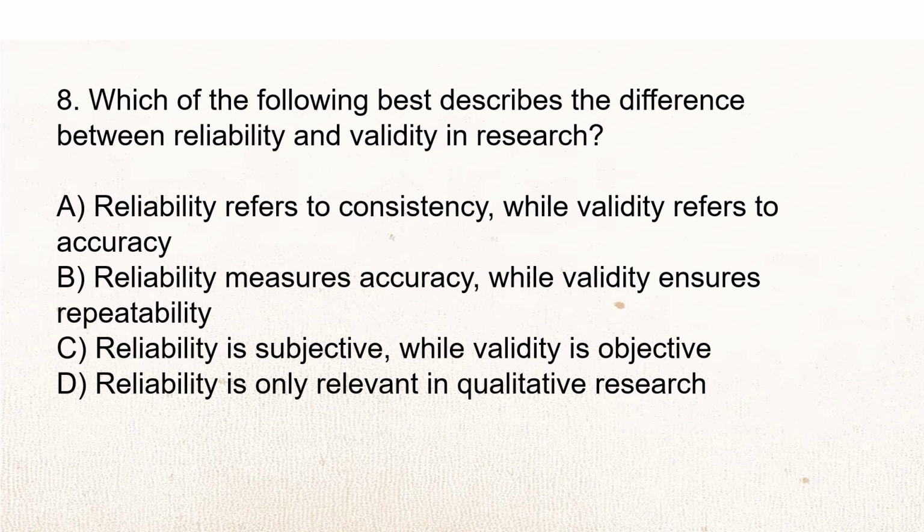Number 8. Which of the following best describes the difference between reliability and validity in research? Letter A, reliability refers to consistency, while validity refers to accuracy. Letter B, reliability measures accuracy, while validity ensures repeatability. Letter C, reliability is subjective, while validity is objective. Or letter D, reliability is only relevant in qualitative research.